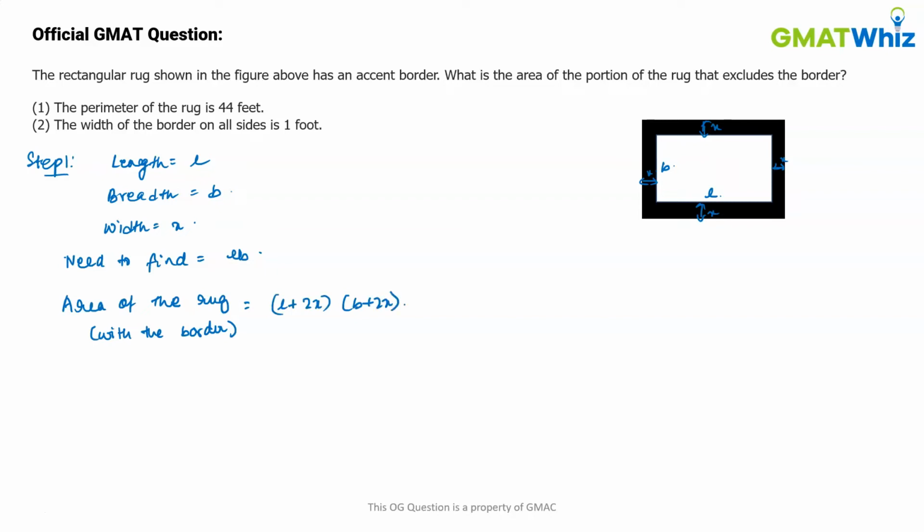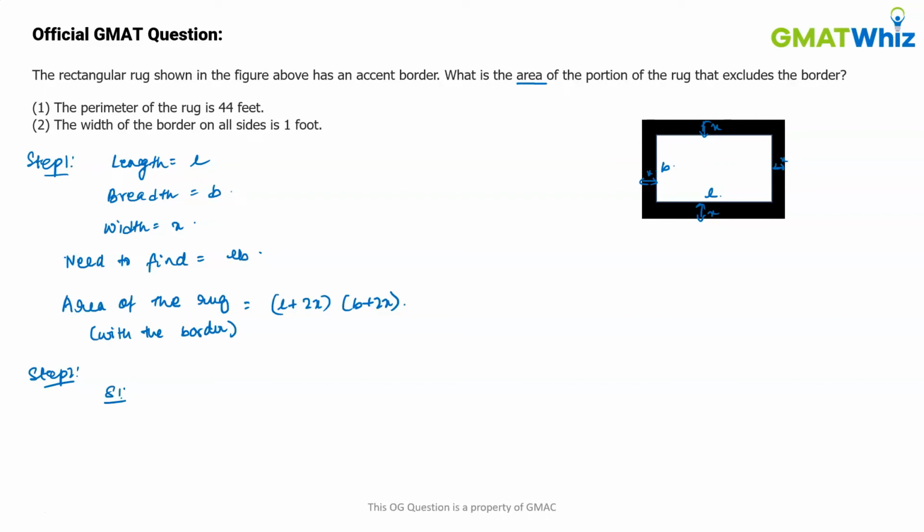Similarly, we can also find the perimeter. But now we're not writing down the perimeter because we need to find the area. We're more concerned with the area, but you can definitely go ahead and write this down. Now let's move on to step 2 and analyze statement 1. Statement 1 says that the perimeter of the rug is 44 feet.